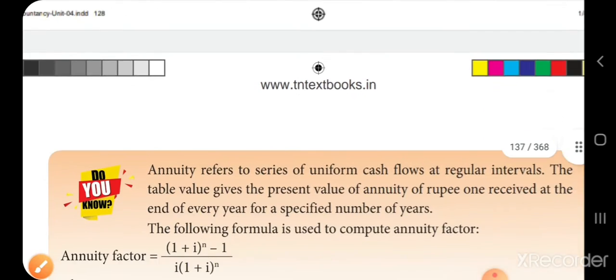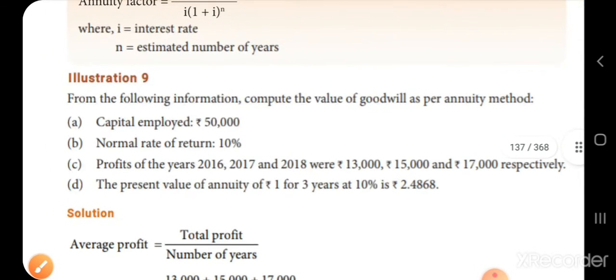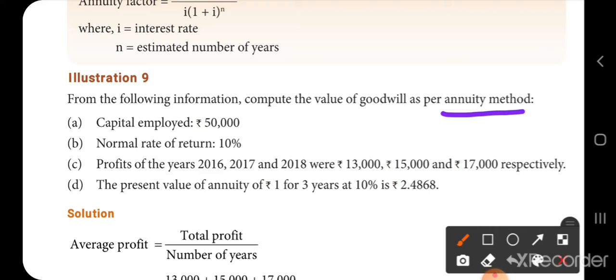Now, illustration 9. From the following information, compute the value of goodwill as per the annuity method. Capital employed is 50,000. Normal rate is 10%. Profits for the year 2016, 17, 18 are given as 13,000, 15,000 and 17,000 respectively. Next, the present value of annuity of rupee 1 for 3 years at 10% is 2.4868.